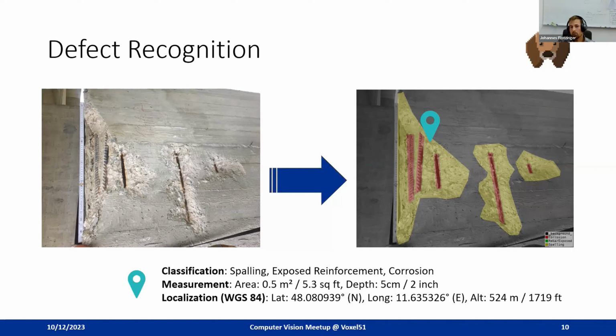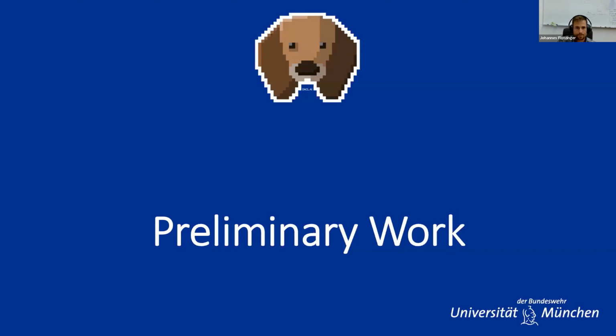Yeah, and furthermore, the models we develop must be robust. They should work on data from smartphones, tablets, smart glasses, UAVs, and they should be robust against varying camera poses and environmental conditions, which are also strongly varying on site. So in the following, I will explain to you how we tackle the problem, advancing civil engineering inspections with computer vision, starting with the preliminary work.